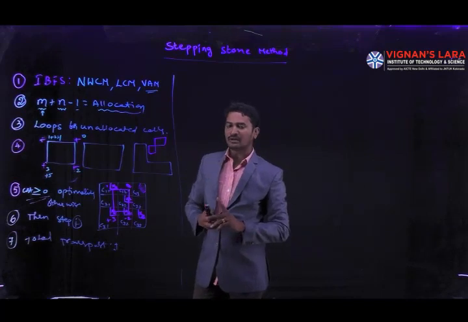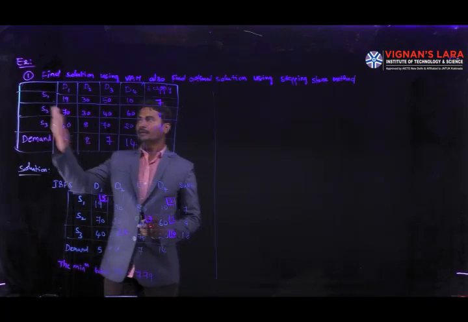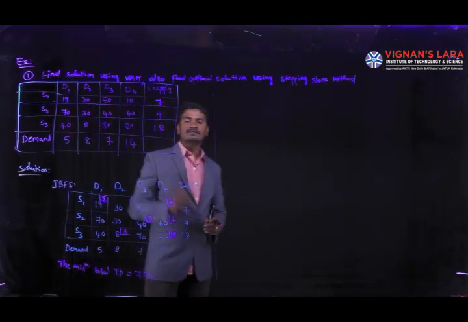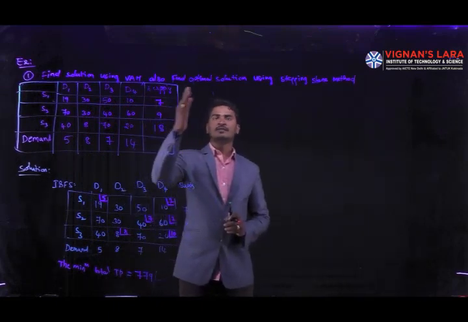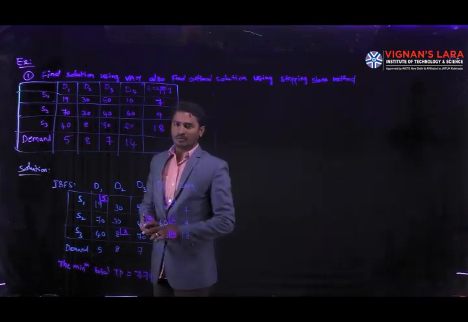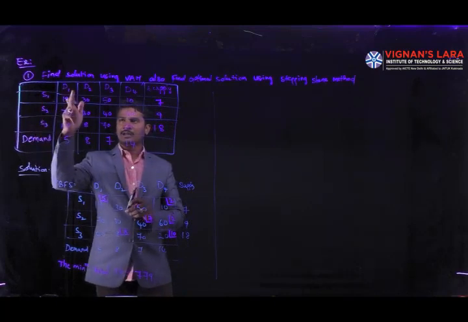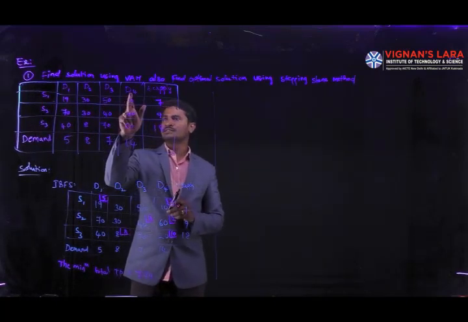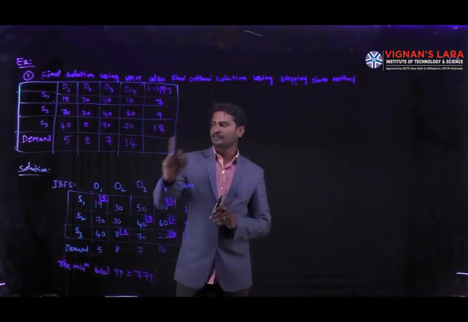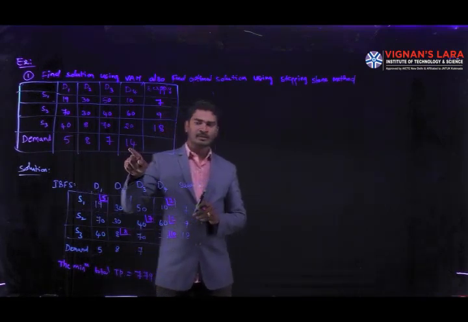Now I would like to explain this stepping stone problem with an example. In this example, they are given: find the solution using Vogel's approximation method. Also find the optimal solution using the stepping stone method. Okay, so here they are given three supply stations S1, S2, S3, and four demand stations D1, D2, D3, D4. Then the supply units given are 7 units, 9 units, 18 units. Then the demand given is 5 units, 8 units, 7 units, 14 units.